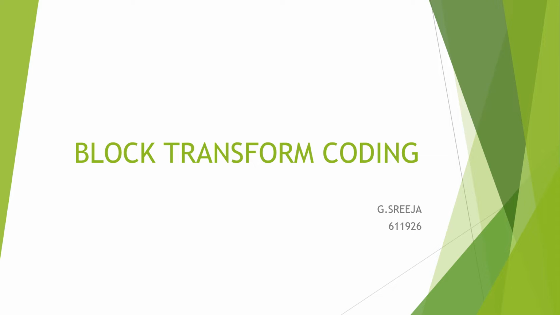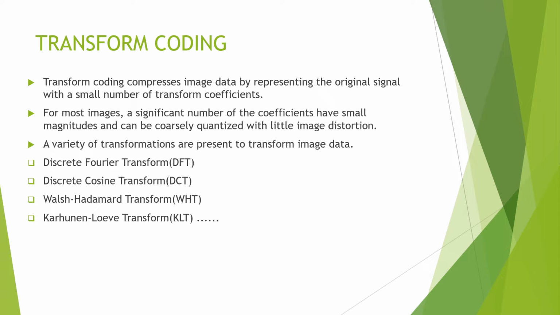Today I am going to explain about block transform coding. First we should know what is transform coding. Transform coding compresses image data by representing the original signal with a small number of transform coefficients. For most images, a significant number of the coefficients have small magnitudes and can be coarsely quantized with little image distortion. So we have a variety of transformations to transform the image data. Some of them are DFT, DCT, WHT and KLT and so on.